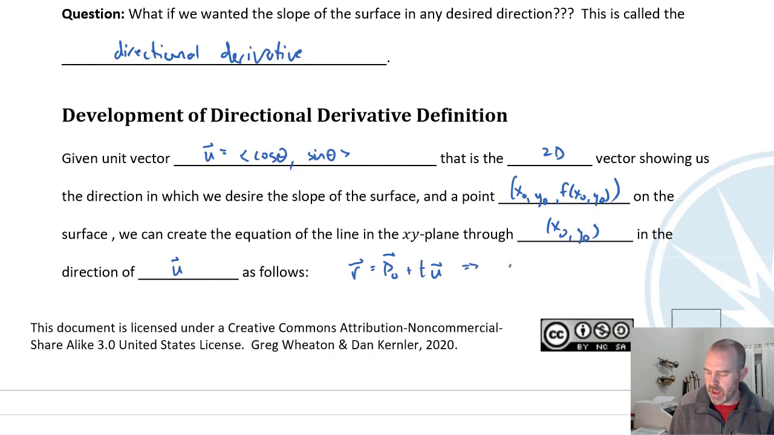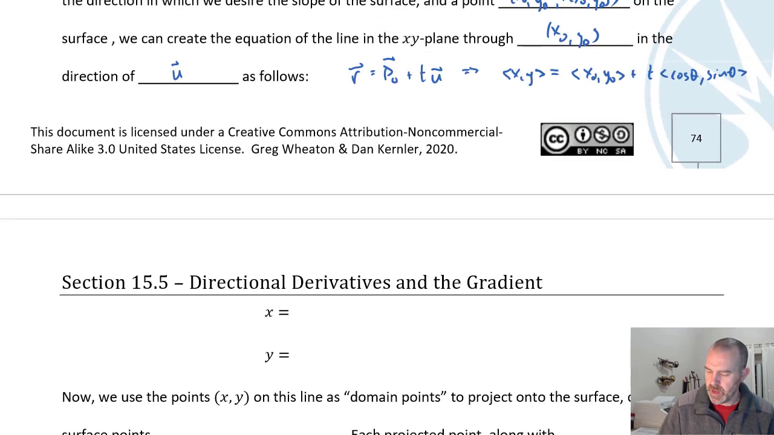If we rephrase that in component form, the xy vector for our line in the xy plane, in the direction of u through the initial point x naught, y naught, you could write that as x naught, y naught plus t times cosine theta, sine theta. Then just copying that down, x would be x naught plus t cosine theta, and y would be y naught plus t sine theta.